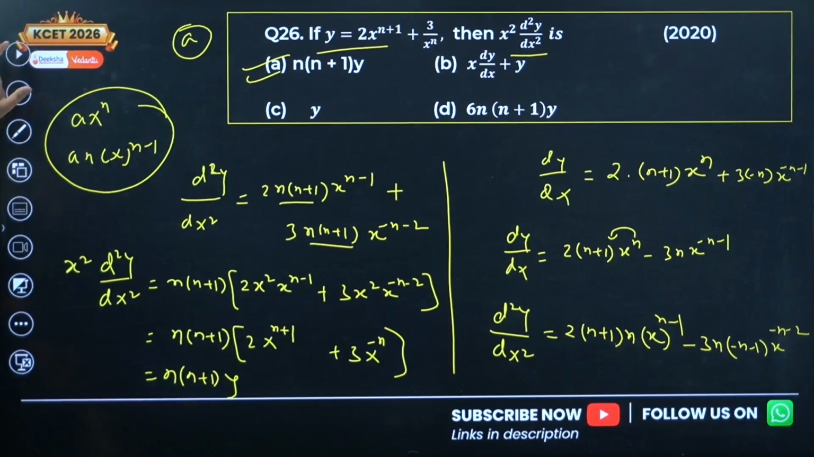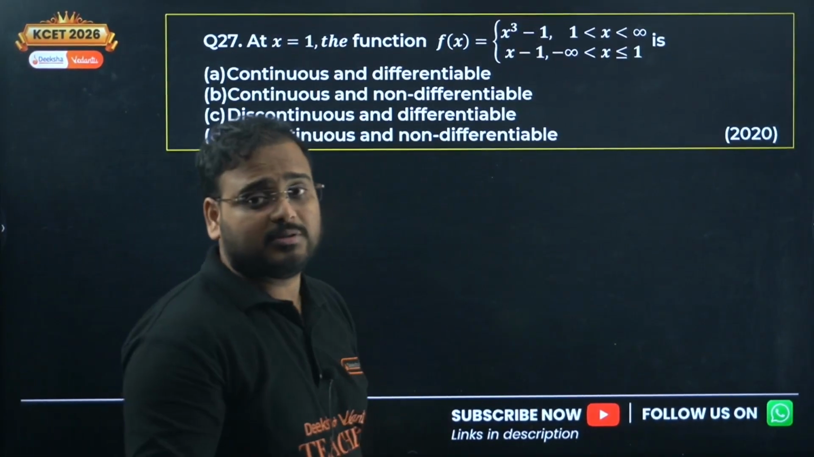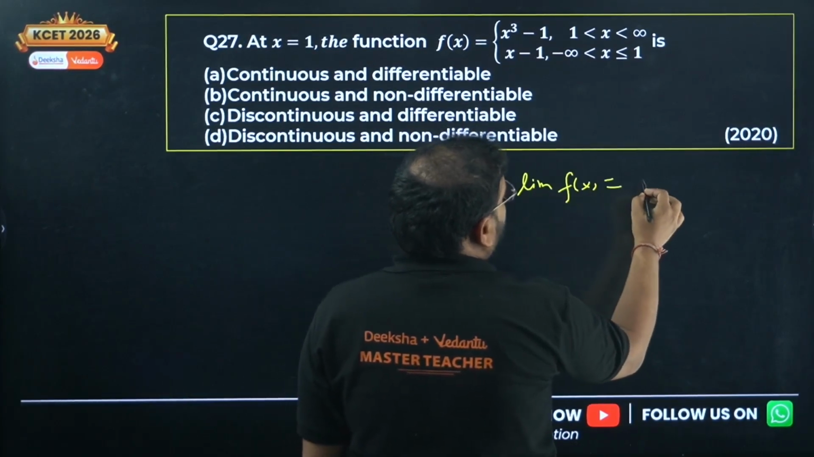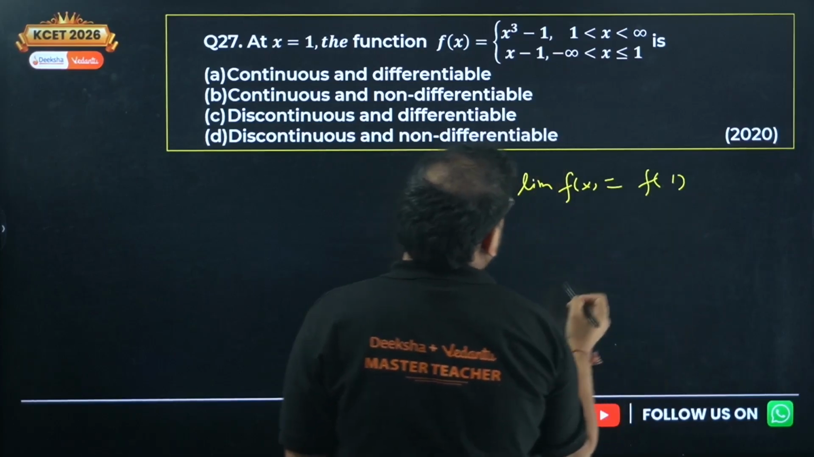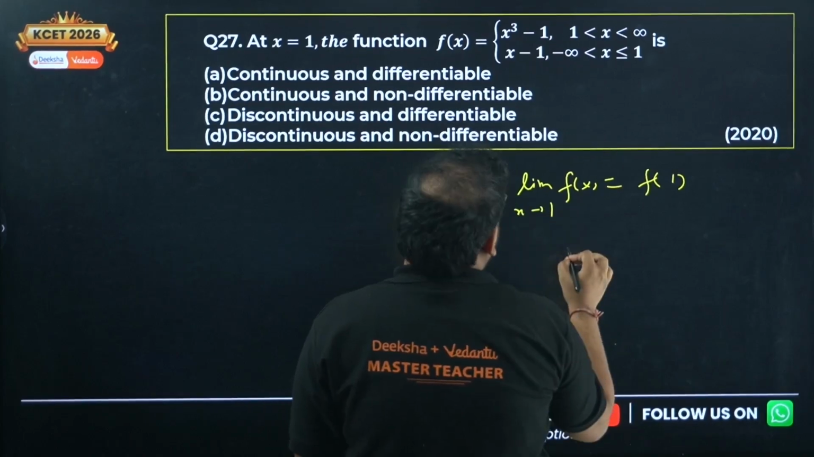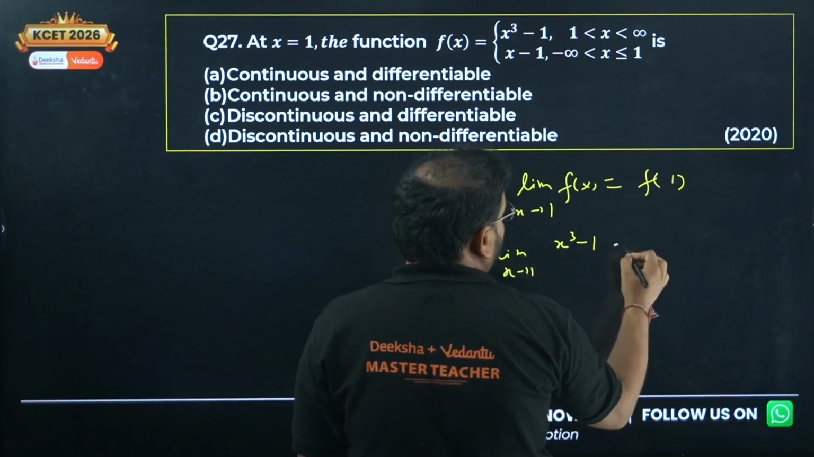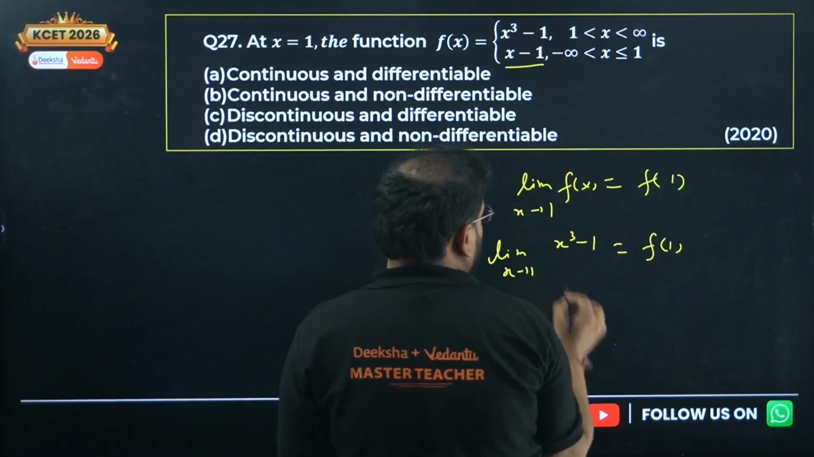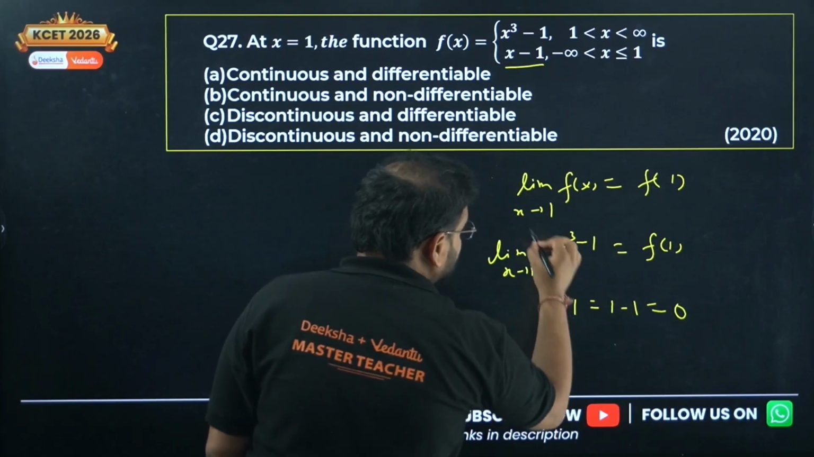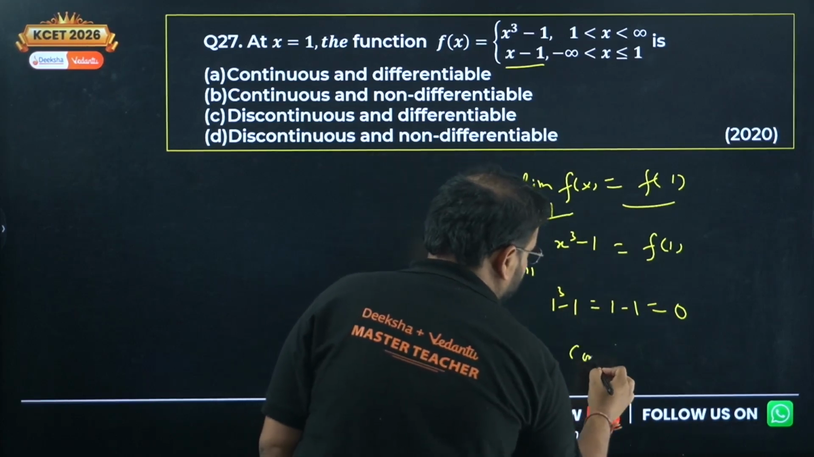Done. Next. 27. At x equals to 1, the function given like this is what? Check for both continuity and differentiability. For continuity, what is there? Limit of the function fx equals to f of value at 1. Check this out. Limit will be what? We'll have x cube minus 1, the function, limit x tends to 1 equals to f of 1 means, in this we're going to put, I get here 1 cube minus 1 equals to 1 minus 1, answer is 0. They're both equal means, so limit is coming equal to the function value at 1, therefore, you can see that the given function is continuous.